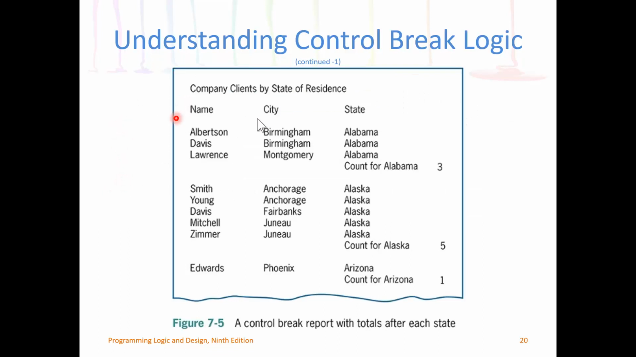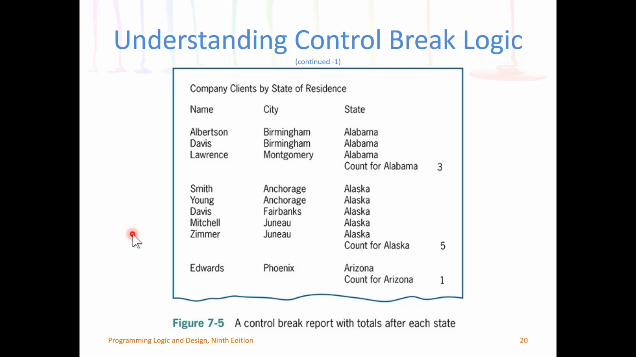So in this example, we're doing a control break by state. Now the data file has to be sorted in alphabetical order by state. So we processed 3 records for Alabama, and then when we read the record for Alaska, that triggered a control break and we outputted count for Alabama 3, and then we continued processing normally. So as long as we're on Alaska, we're fine, and then as soon as we read Arizona, before we output this line right here that says Edwards, Phoenix, Arizona, we print out count for Alaska 5, and then we go on to Arizona. So that's a control break.